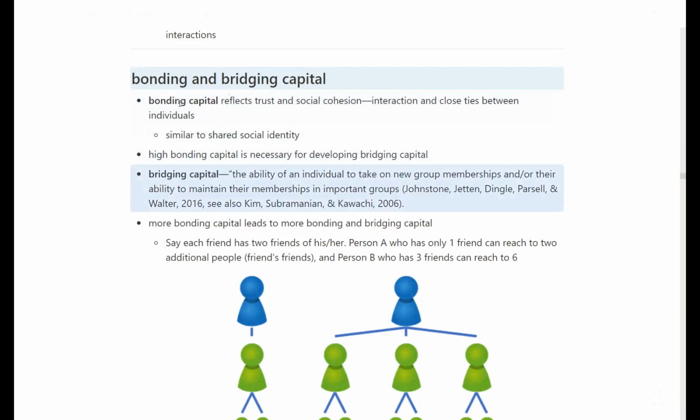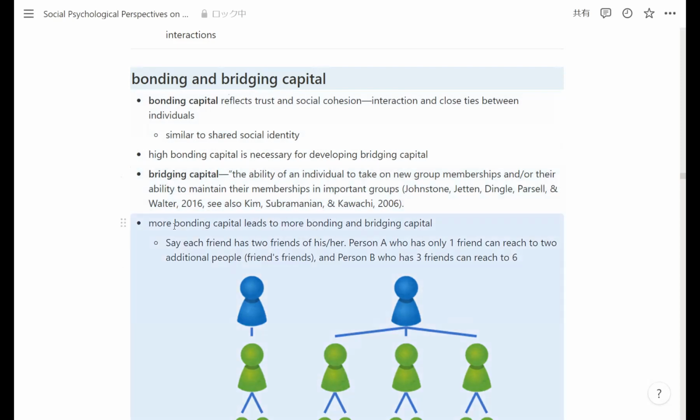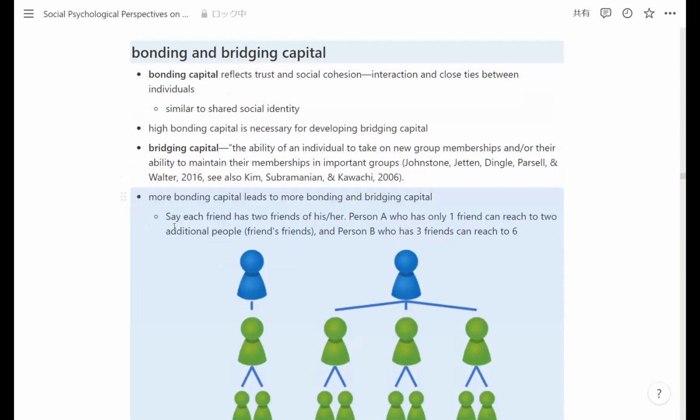And bridging capital refers to the ability of an individual to take on new group memberships and/or their ability to maintain their membership in important groups. And past research has shown that more bonding capital leads to more bonding and bridging capital.